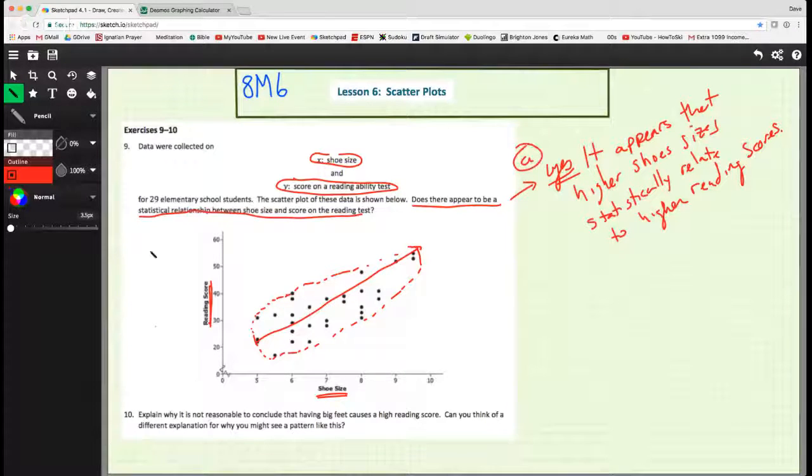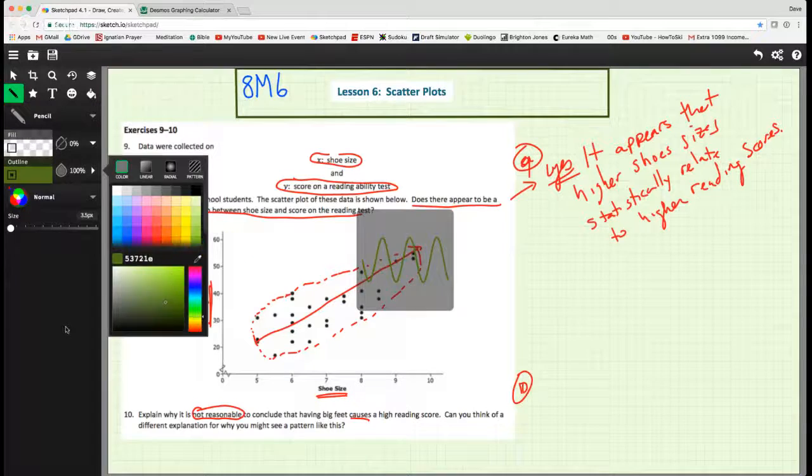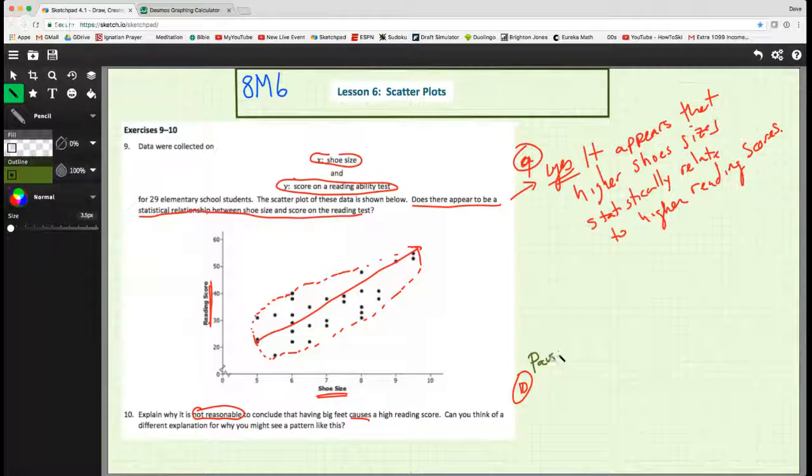Now the question to B, or to number 9, I should say. And now the question on number 10 is, explain why it is not reasonable. Why is it not reasonable to conclude that having big feet causes a high reading score? I want you to pause the video and think. In other words, is there another reason that we might see this pattern?